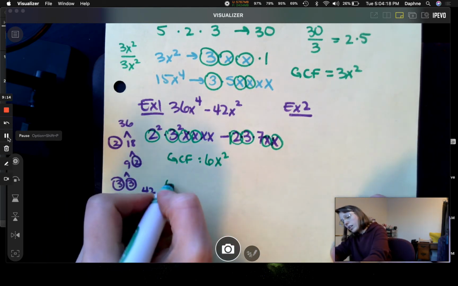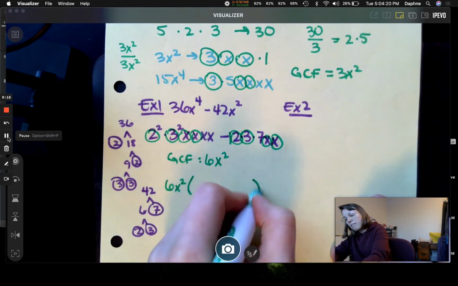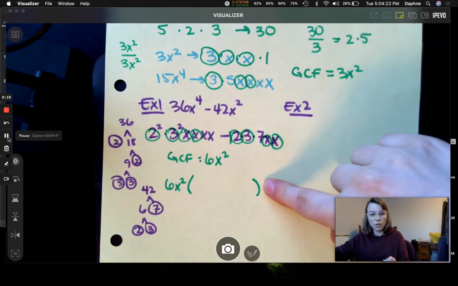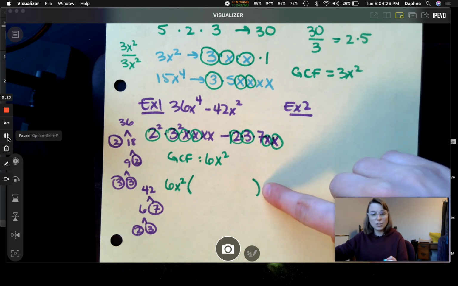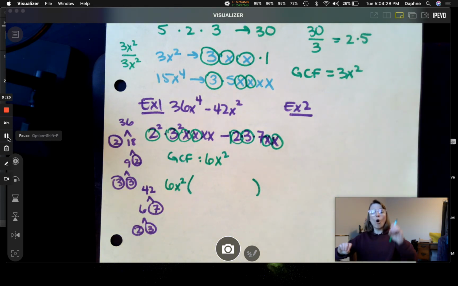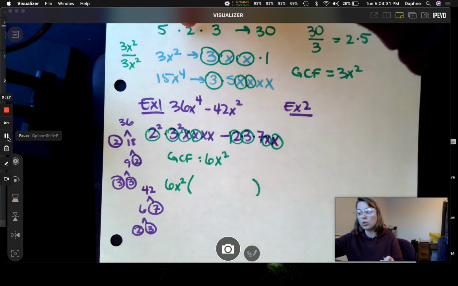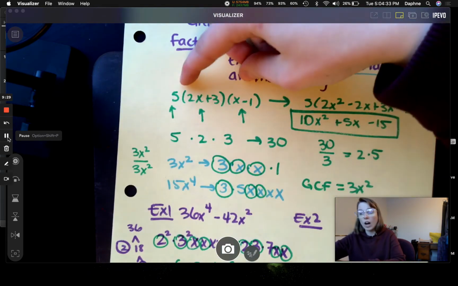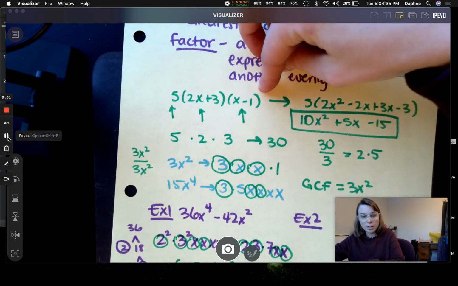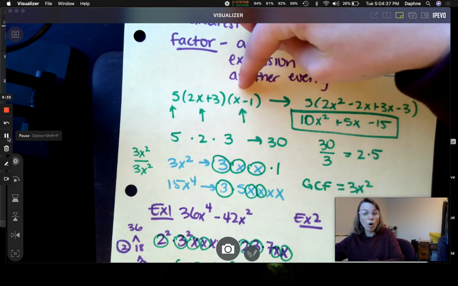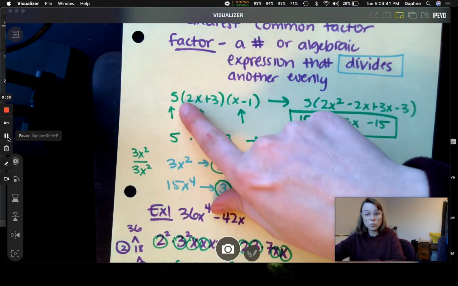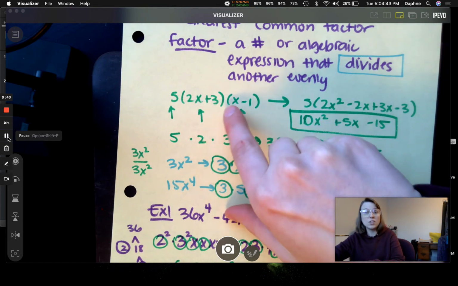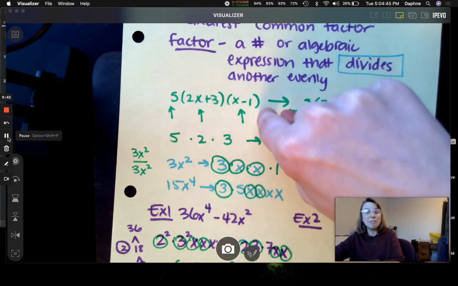I'm going to put that on the outside when I write my factored form. This is the factored form. I'm using the greatest common factor to write this in factored form. Notice that factors all multiply, just like this 5 times 2 times 3, just like this 5 times 2x plus 3 times x minus 1. Each of these are all being multiplied together, so there are 3 factors. This one has 1 term, this is a binomial, this is a binomial, but I have 3 factors.